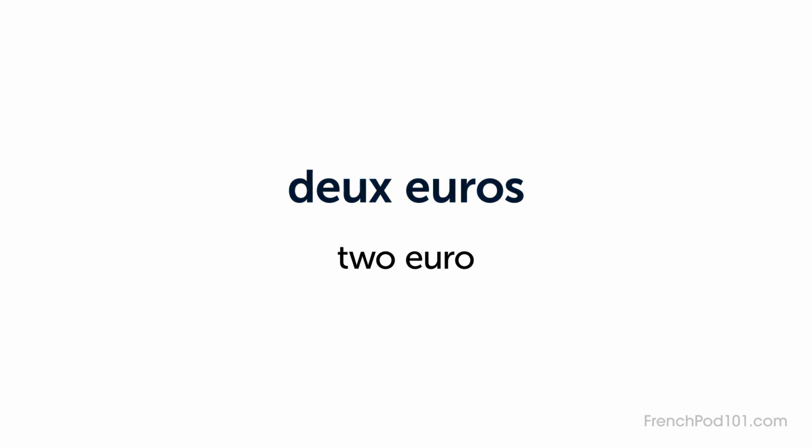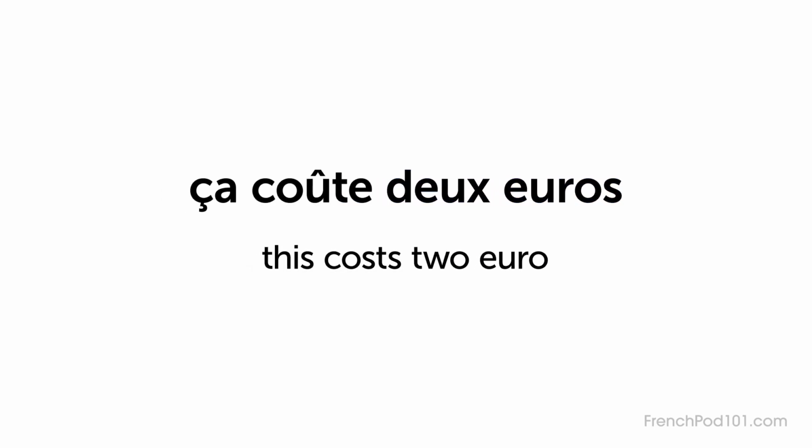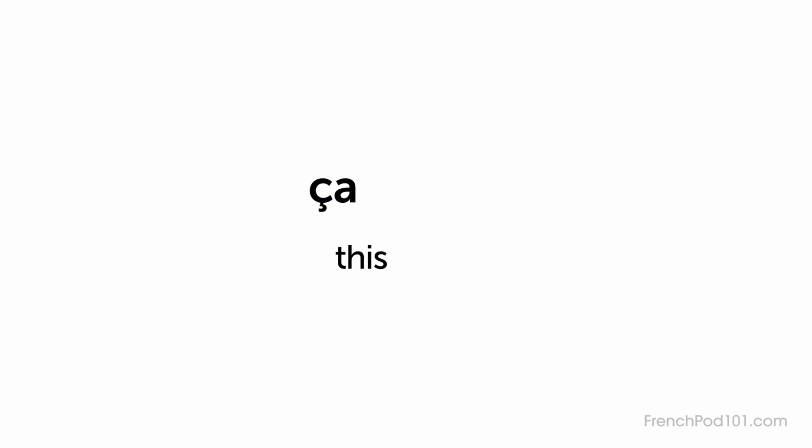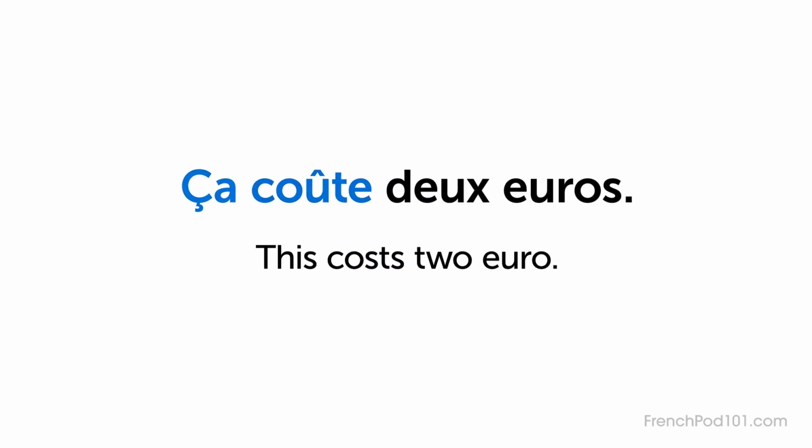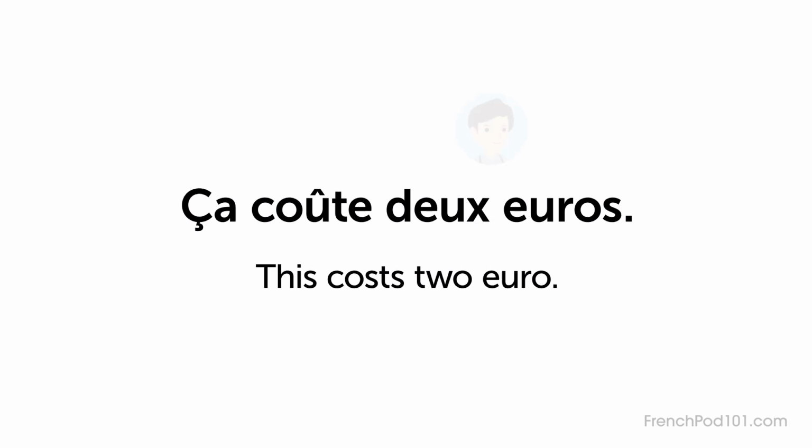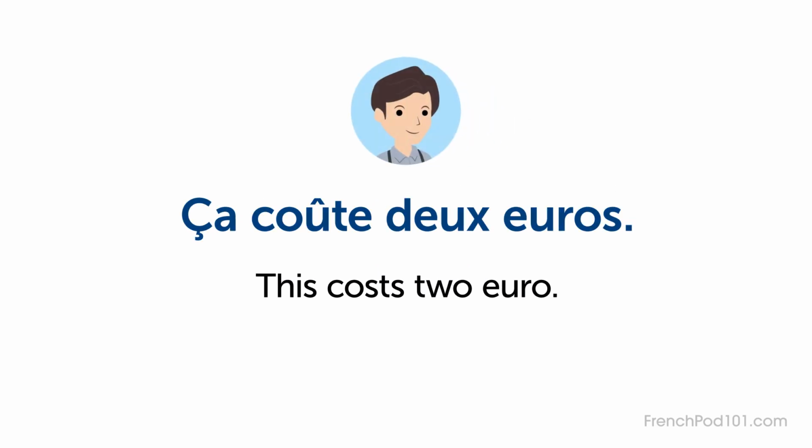Moving to the beginning of the sentence, Ça coûte. First is Ça. this. Next is Coûte. costs. Altogether it's Ça coûte 2 euros. this costs €2. Ça coûte 2 euros.